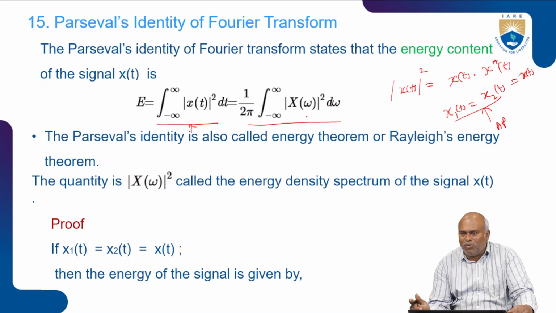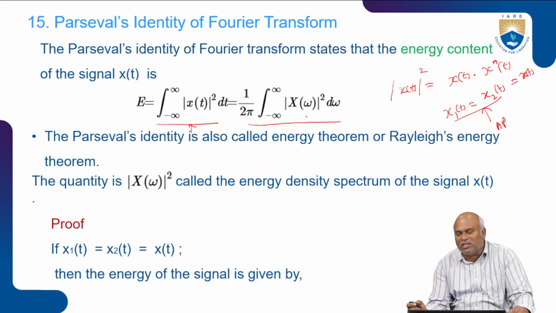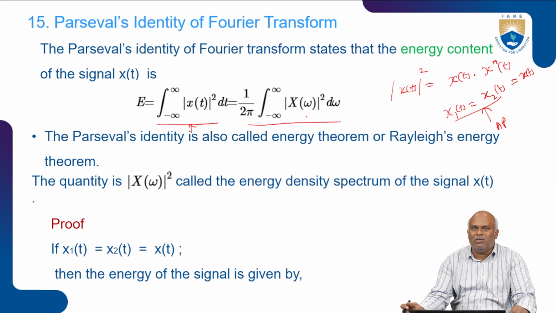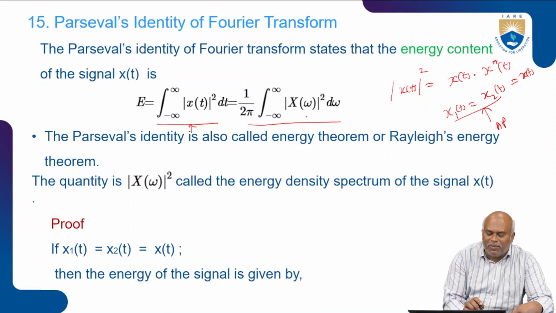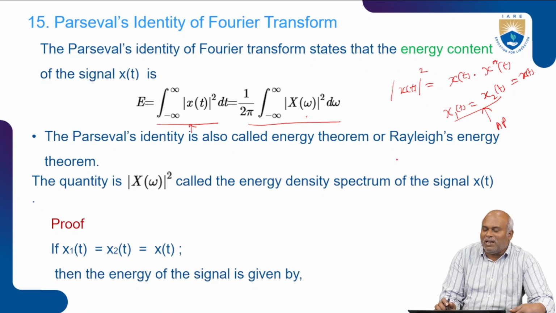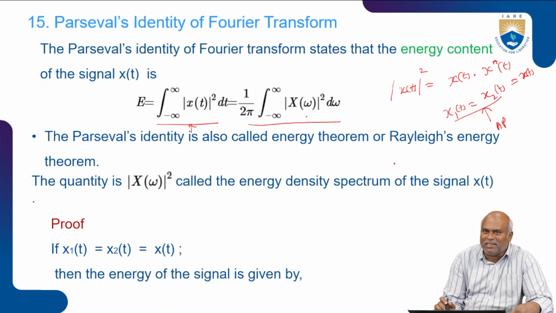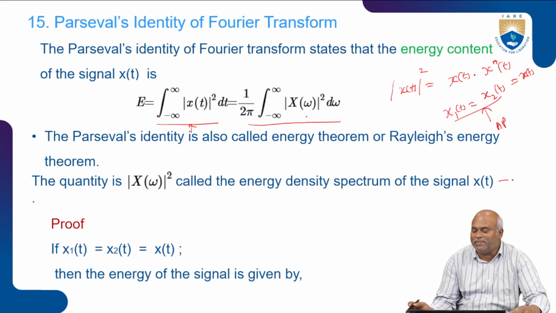In this condition, both x1 and x2 are equal to x of t, as in the Parseval relation. Now, the Parseval identity is also called the energy theorem or Rayleigh energy theorem. The quantity mod X of omega square is called the energy density spectrum of the signal in the time domain. Okay.